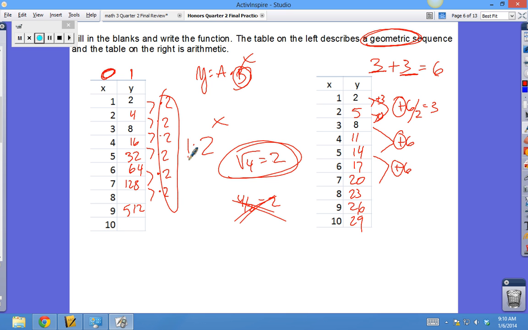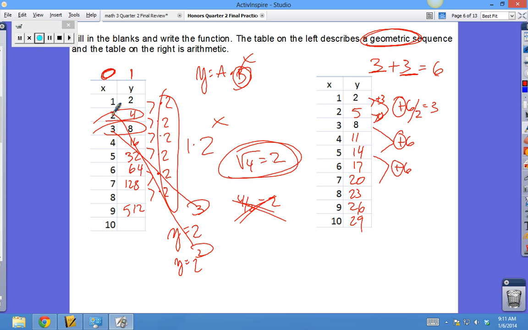Let's test it though. Let's test it for 3 gives you 8. So y equals 2 to the 3. Does that really give you 8? 2 times 2 times 2. Yes. Let's test it for 2. Y equals 2 to the 2. I'm plugging these numbers in for x. These are my x's. Okay, we're in pretty good shape.